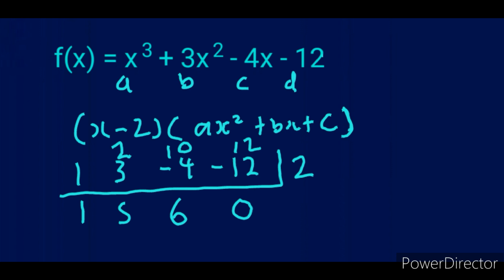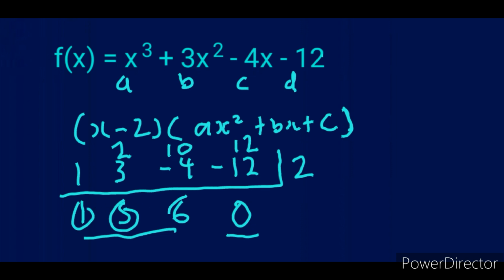So how do you know you're on the right track? You know you're on the right track when it ends with a 0. If it doesn't end with a 0, you know there is a mistake somewhere. So just by getting a 0 at the end, the first three numbers are the values of A, B, and C. So we have found the values of A, B, and C. This is the quickest and easiest method. So it means A is 1, B is 5, and C is 6.